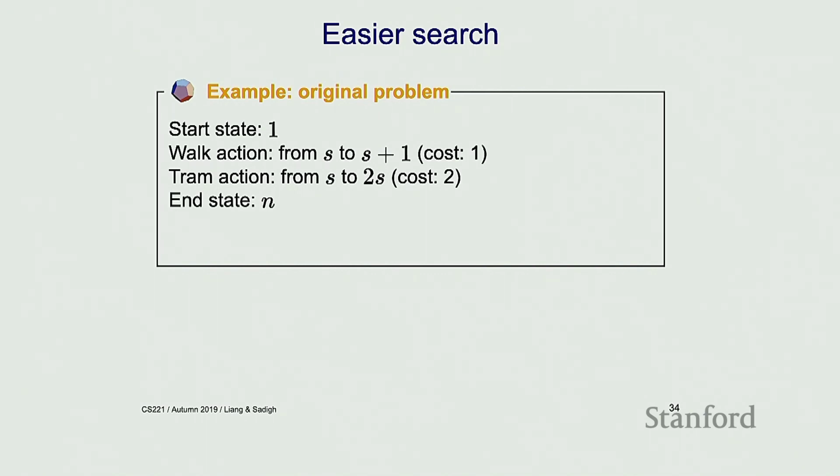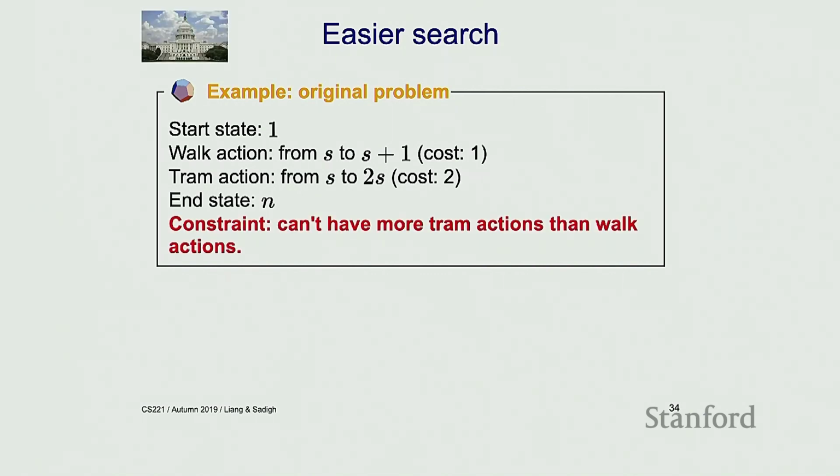Or the tram problem. Let's say we have the tram problem, but we have a more difficult version of it where we have a constraint. And this constraint says we can't have more tram actions than walk actions. So now this is my search problem. I need to solve this. This seems kind of difficult.